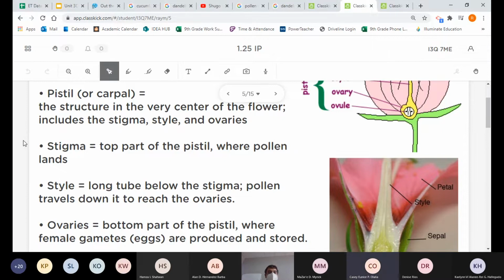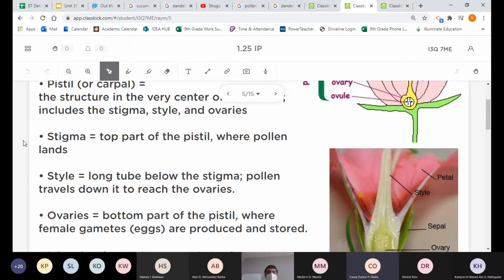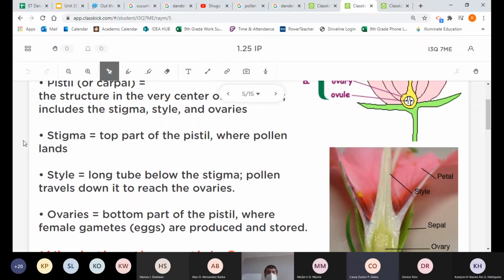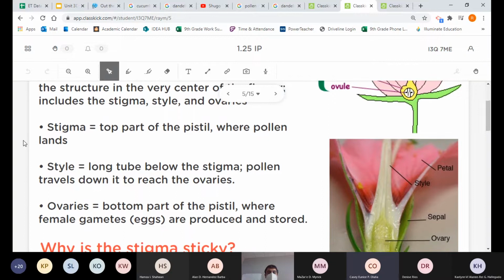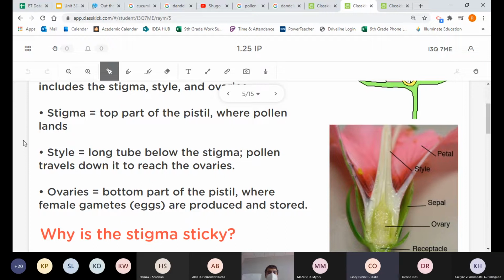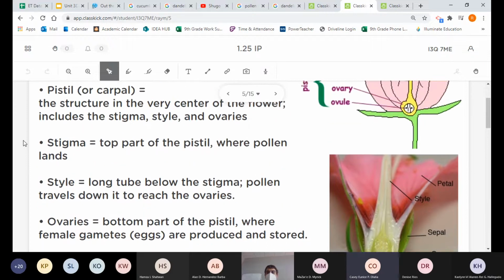The pistil or carpel is the structure in the very center of the flower. It includes the stigma, style, and ovaries. The stigma equals the top part of the pistil where pollen lands, and style equals the long tube below the stigma, and then pollen travels down it to reach the ovaries. And ovaries are the bottom part of the pistil where female gametes or eggs are produced and stored. Very good. Thank you, Casey.